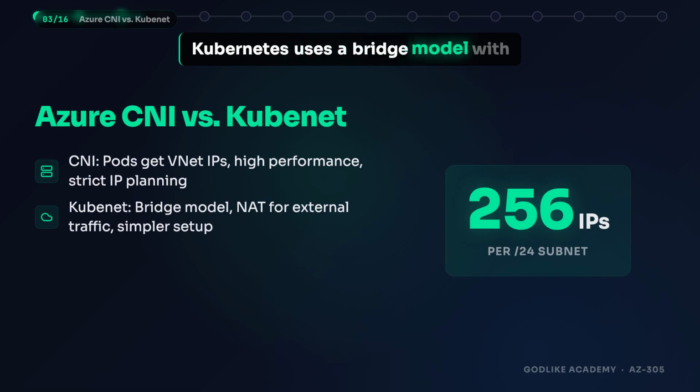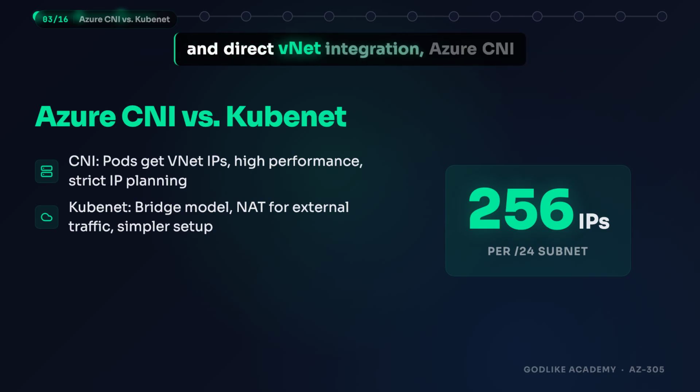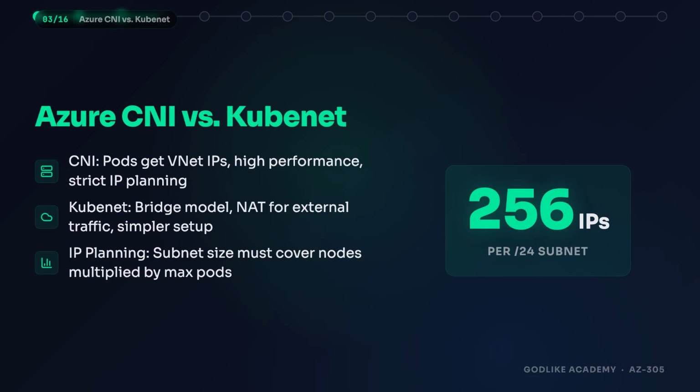Kubenet uses a bridge model with NAT, simplifying initial setup, but adding latency for external connectivity. For production workloads requiring low latency and direct VNet integration, Azure CNI is the standard choice to avoid complex troubleshooting later.